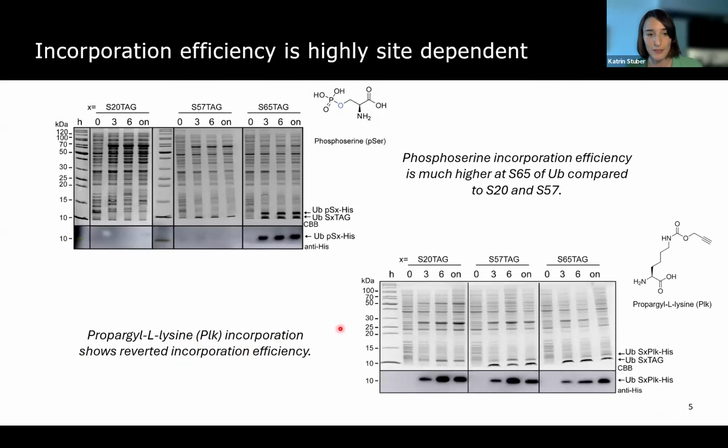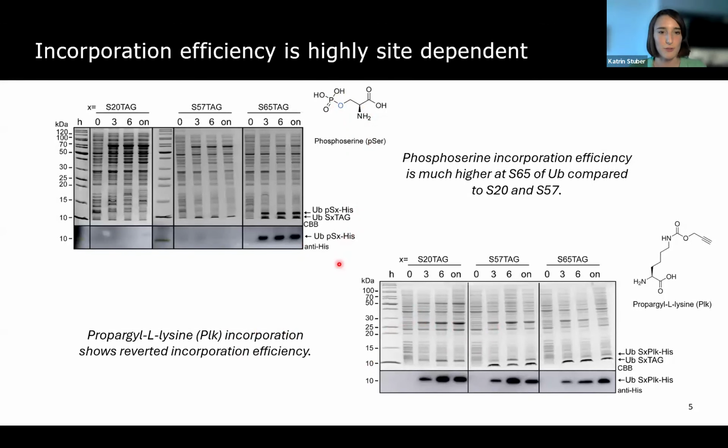And what we could see was actually that this PLK is really nicely incorporated at position 20 and position 57. And we get even a little bit less incorporation at position 65. So we see the reverted picture, meaning that it is not the amber stop codon suppression per se that is a problem on these sites, but it seems to be the incorporation of this negatively charged phosphoserine during translation in these two positions, which makes the problem.